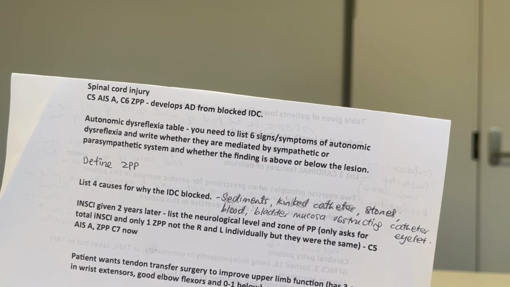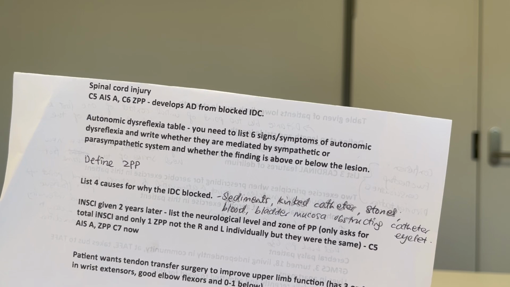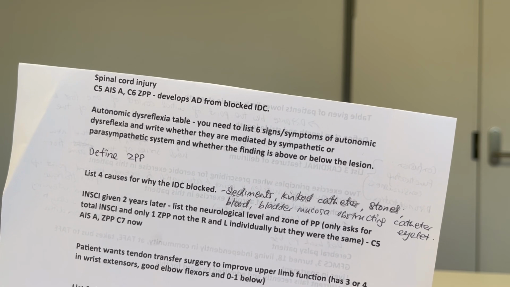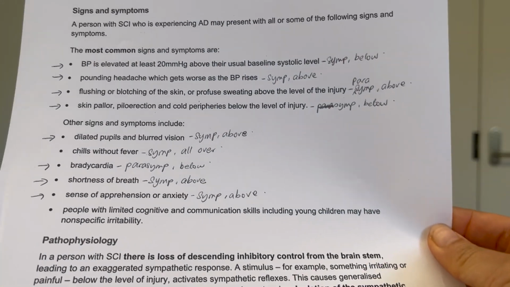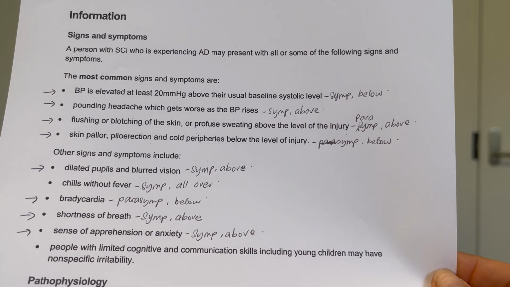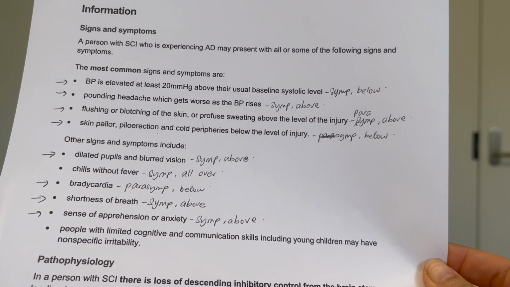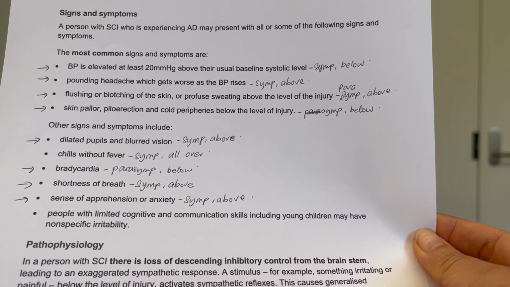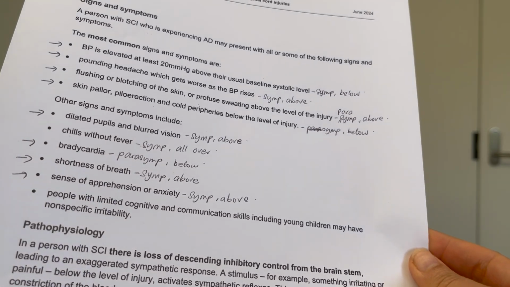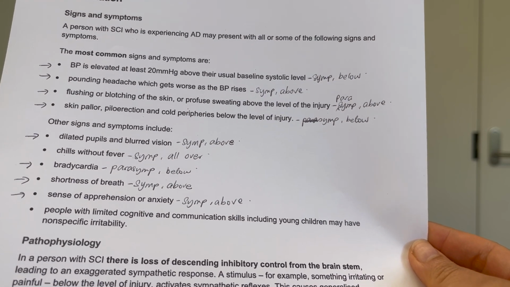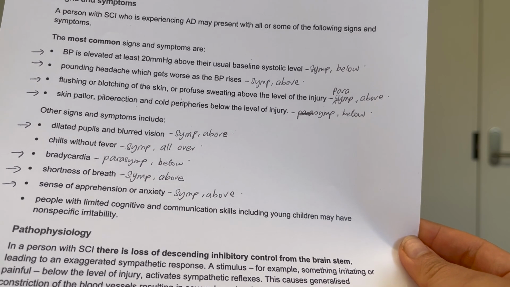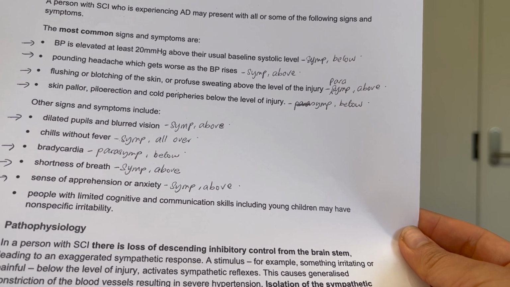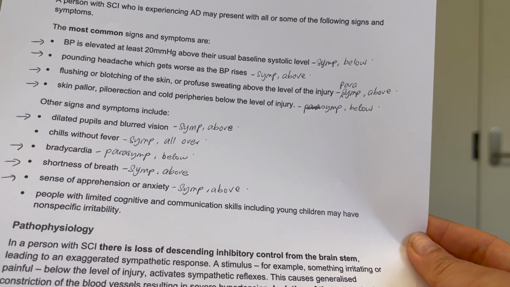whether they are mediated by the sympathetic or parasympathetic system and whether the finding is above or below the level of lesion. This one is from the New South Wales Agency for Clinical Innovation, and there is a list of signs and symptoms right here. The most common signs, given the question, are the ones with arrows. Blood pressure is elevated at least 20 millimeters mercury above their usual baseline systolic level. This would be a sympathetic sign, and I've written below the level of lesion.